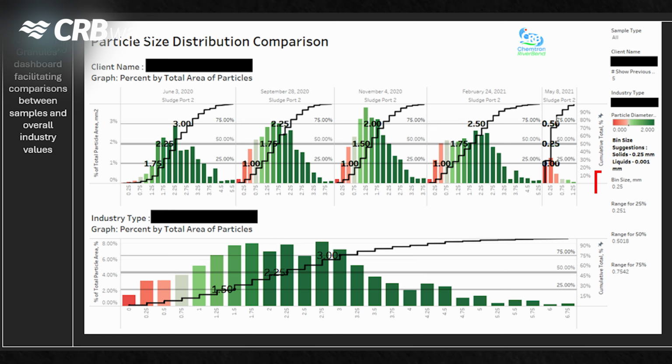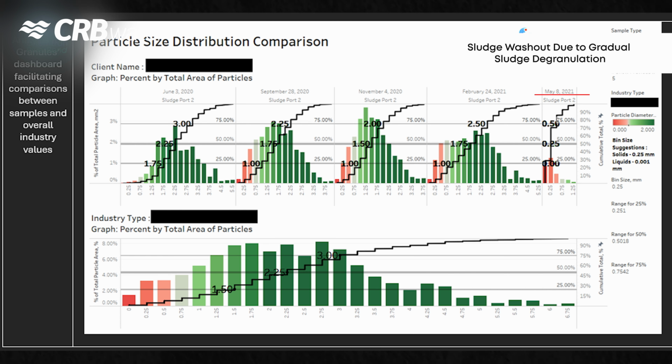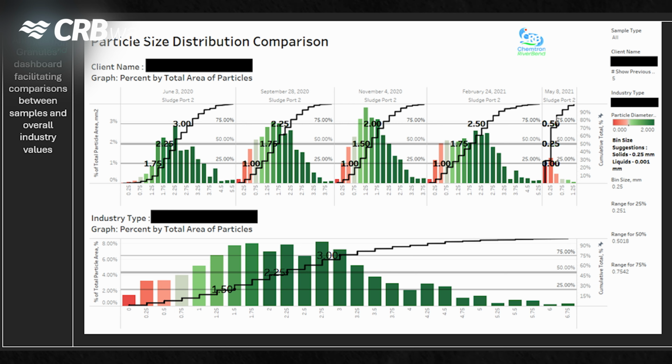The red color in the histogram shown in the figure increased from July 2020 to May 2021 samples. It is noteworthy that all the samples after September 2021 indicated smaller particle sizes than the industry averages for that particular industry. Eventually, the reactor experienced a significant upset in terms of sludge washout in May 2021, as seen by significantly smaller particles in the sample collected in May 2021.